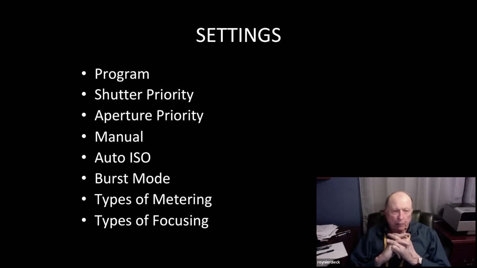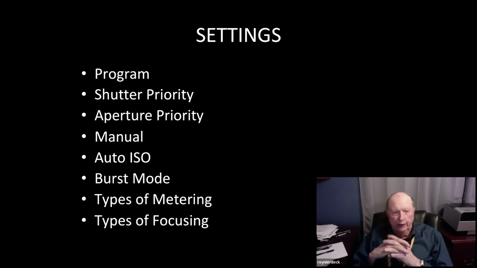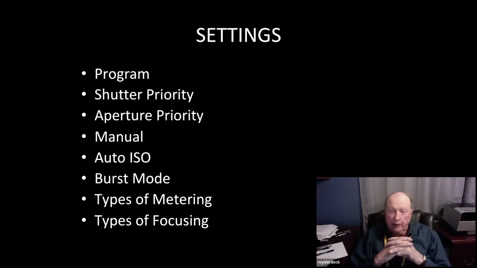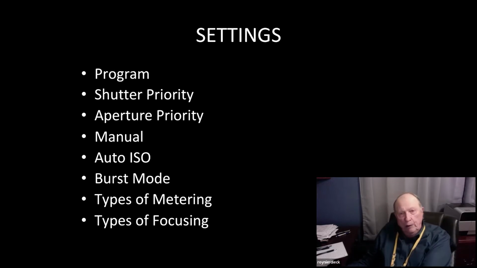I talked about the burst mode before, about being able to take continuous shots to where you can select your best shot, and you don't have to worry about that too much when you're actually dealing in that. You have the different types of metering. Matrix metering is something that I use a lot rather than the spot metering. And then you have your types of focusing, which I went over a little bit before.